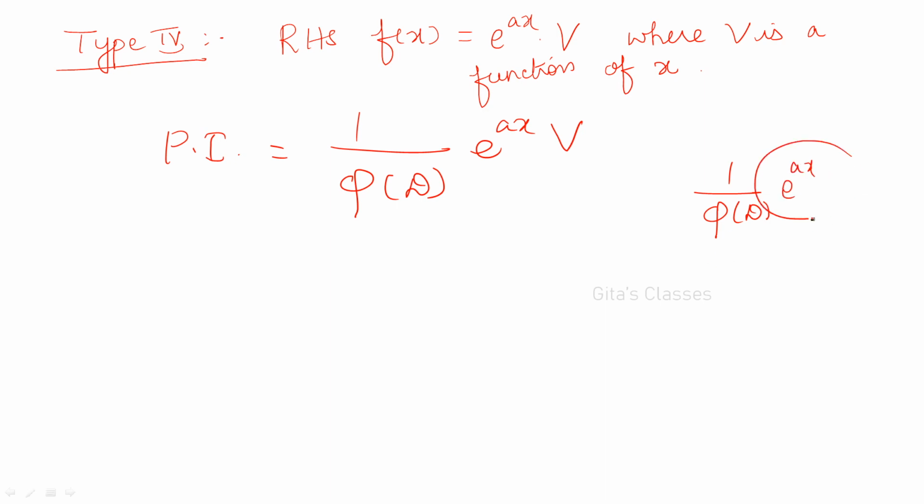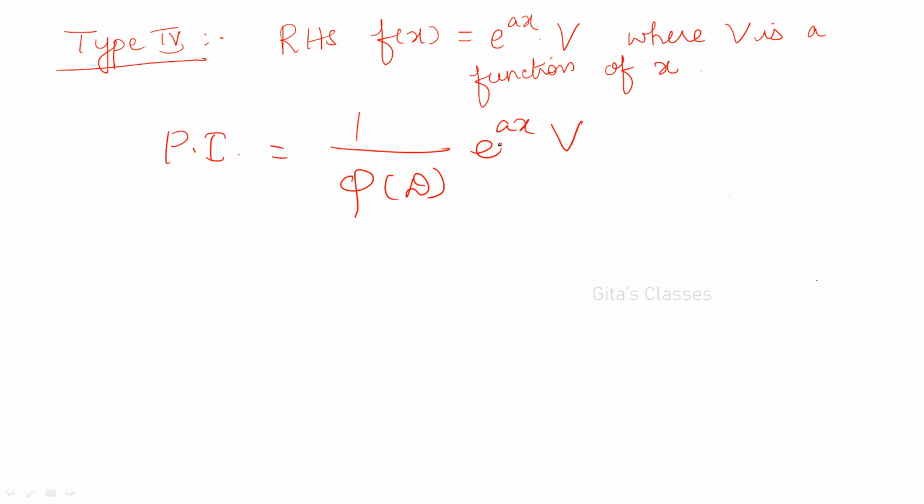Always e power ax should be after this operator only. You are not supposed to write it as e power ax into 1 by phi of d. That is wrong. Okay. Wrong usage. So always after the operator only you have to write the e power ax. That means you are going to operate this operator on this function e power ax.